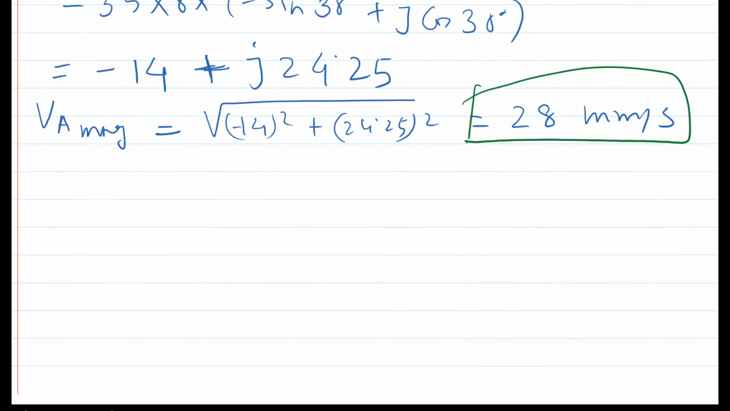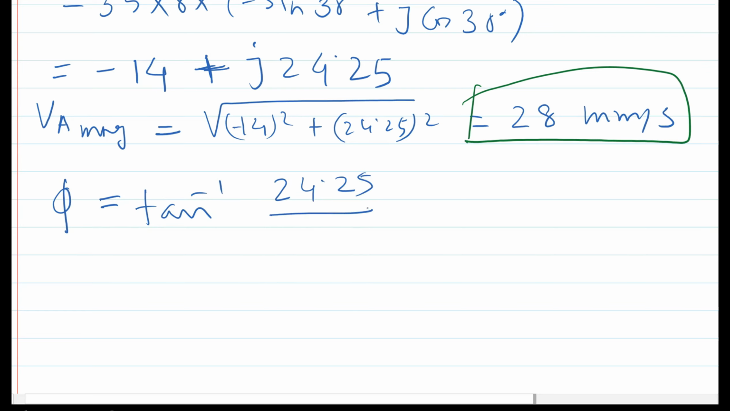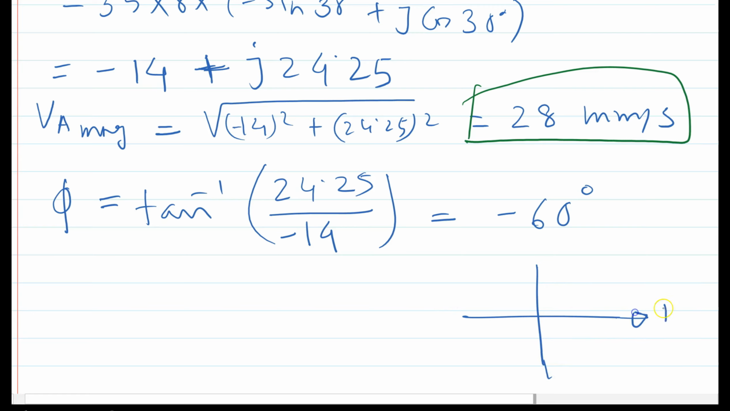Now when we want to consider the angle, let's start by calculating the angle first. So tan inverse of 24.25, which is the y or imaginary part, divided by the real part, and the calculated angle is negative 60 degrees. Now let's draw a tiny diagram where the x-axis is the real part and the y-axis is the imaginary part. Our real part is negative, so it would be somewhere here, and our imaginary part is positive, so it should be here.